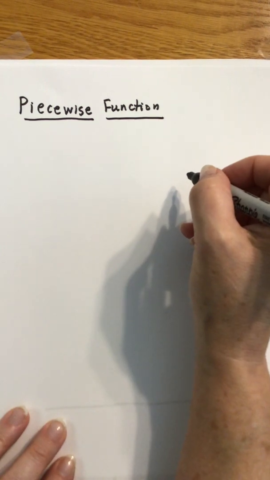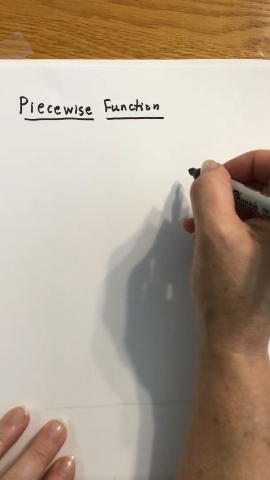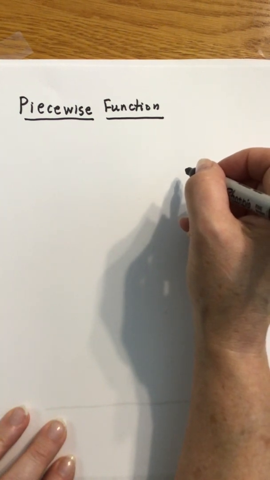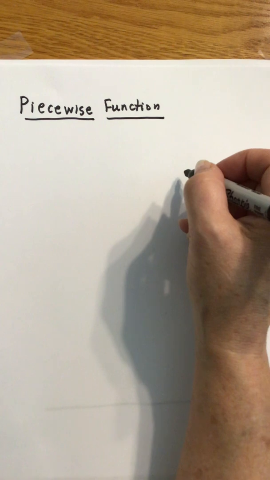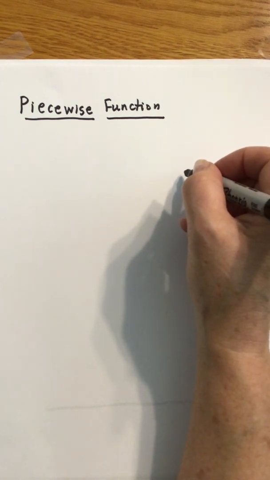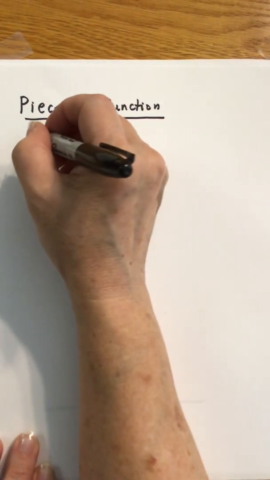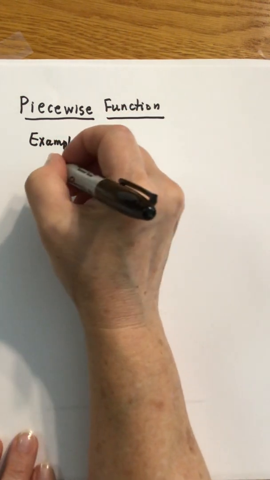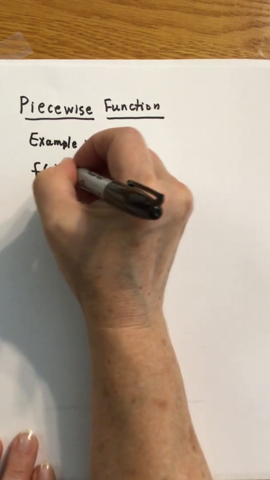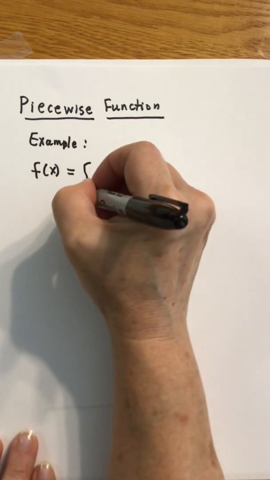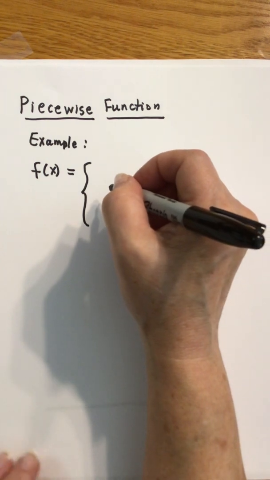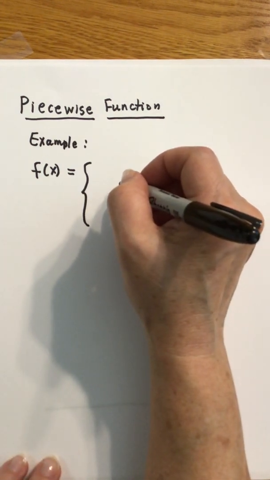So we have a specific type of function that defines the action to be taken on different parts of the domain. Okay, so that's what we're going to look at first, a piecewise function. So we have an example. f of x equals, so it defines it a different way on different parts of the domain.